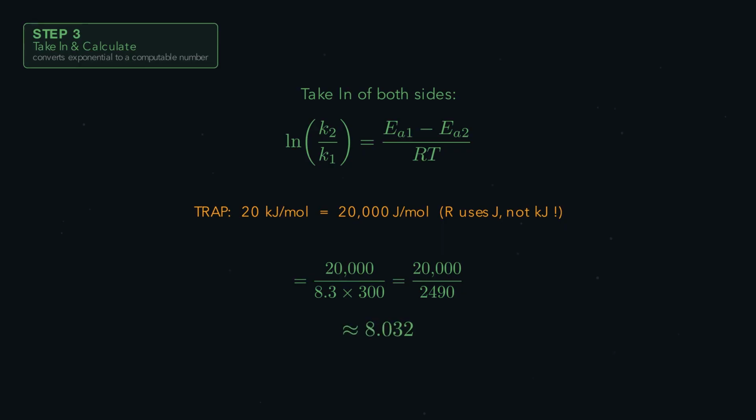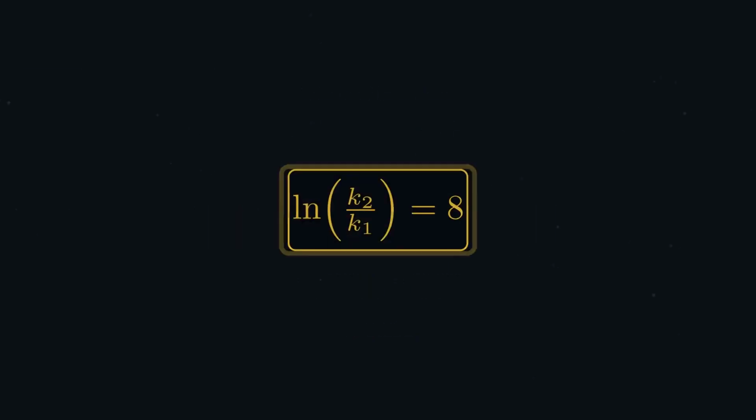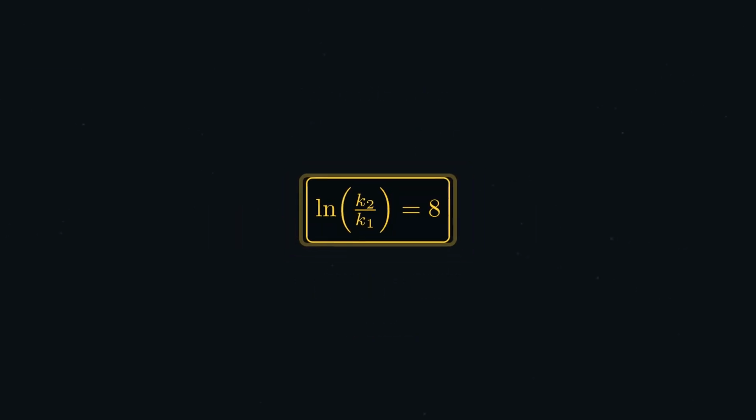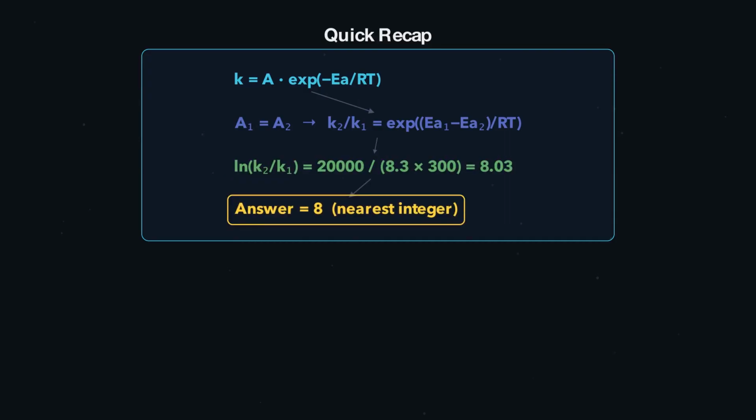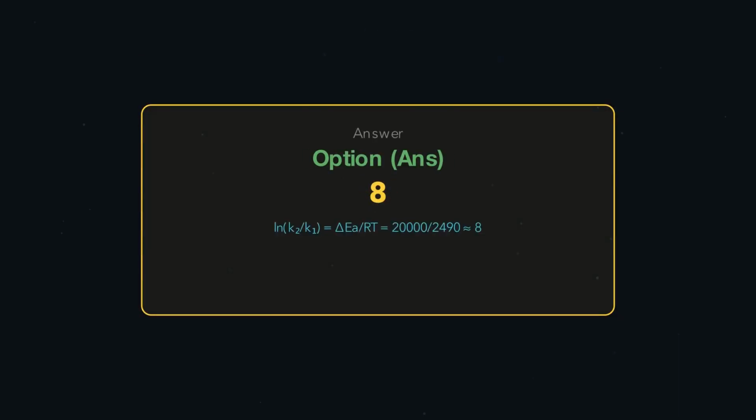Step 3, ln and calculation. Taking the natural log, ln of K2 over K1 equals the activation energy difference divided by RT. Critical step, convert 20 kilojoules to 20,000 joules, because R is in joules. Then 20,000 divided by 8.3 times 300 gives us 8.03. Rounding to the nearest integer, the answer is 8.